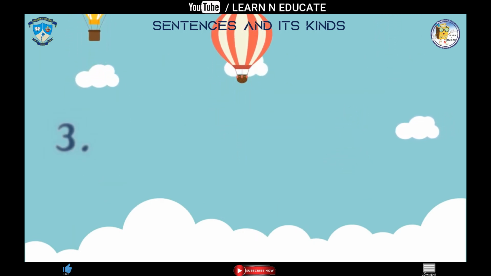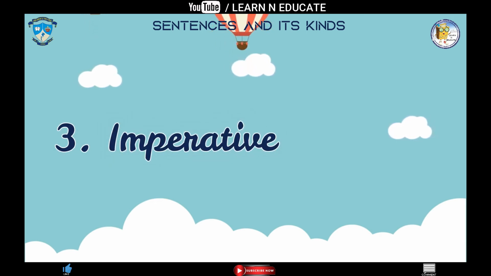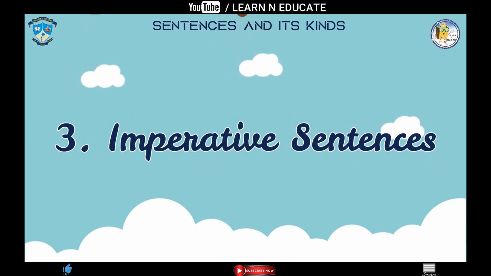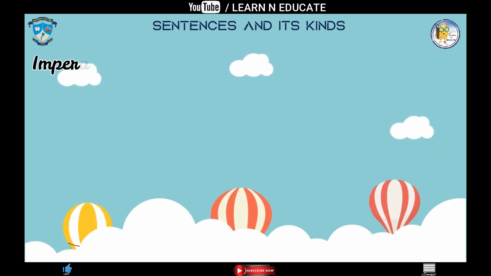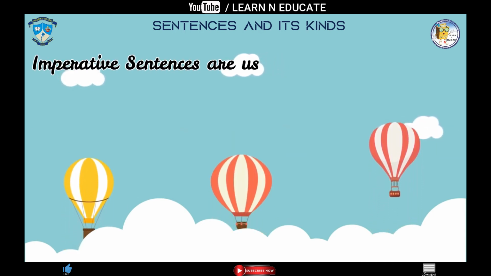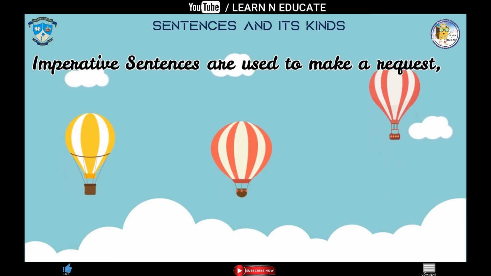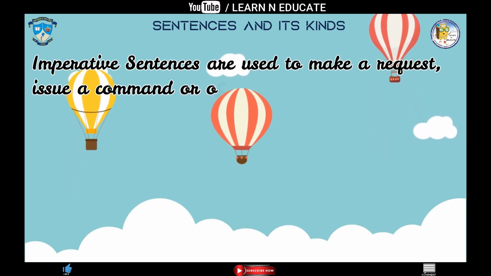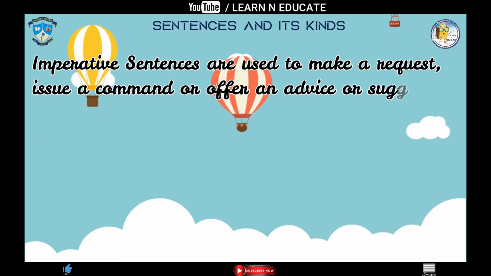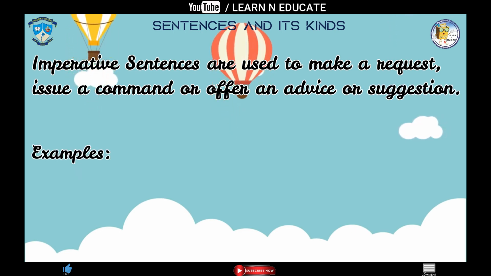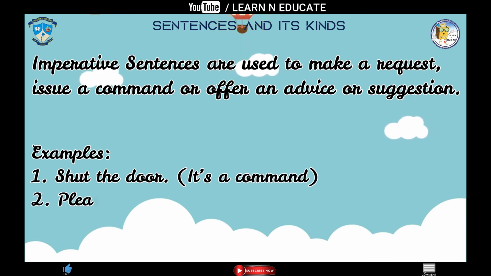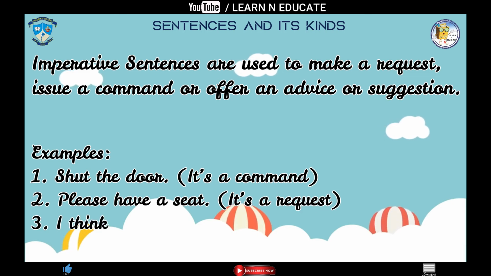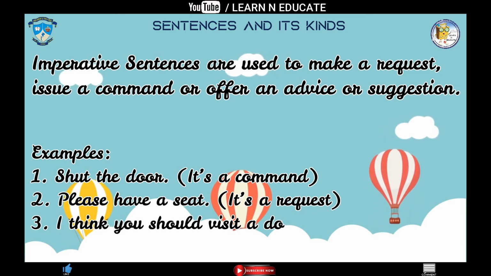Now let's come to the third type of sentence. That is imperative sentences. What are imperative sentences? Imperative sentences are used to make a request, issue a command, or offer an advice or suggestion. Let's see a few examples. Shut the door. It's a command. Please have a seat. It's a request. I think you should visit a doctor.